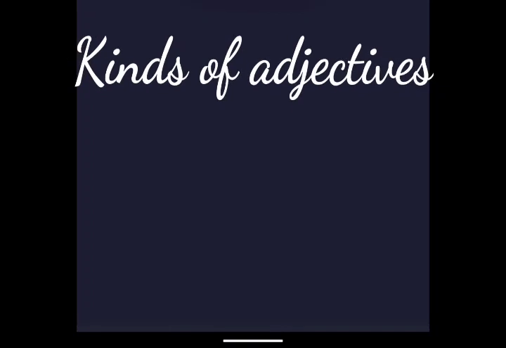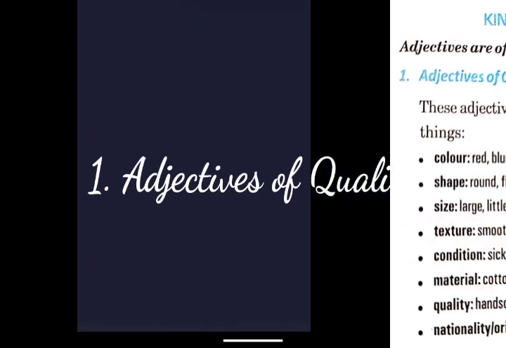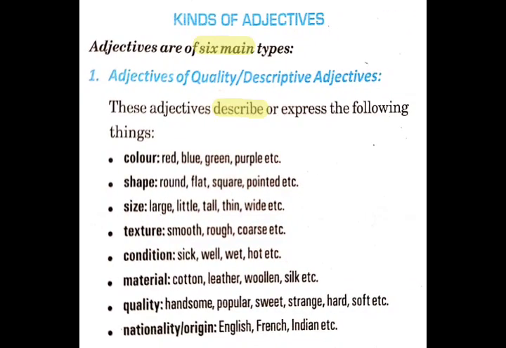So students, now we are going to learn about kinds of adjectives in detail. As I have told you earlier that there are 6 main types of adjectives. And the first one is adjectives of quality, or we can say descriptive adjective. So as you can see from the name, these are the words that tell us about the quality of the noun, or they describe something about the noun. They tell us any trait or characteristic of that noun.